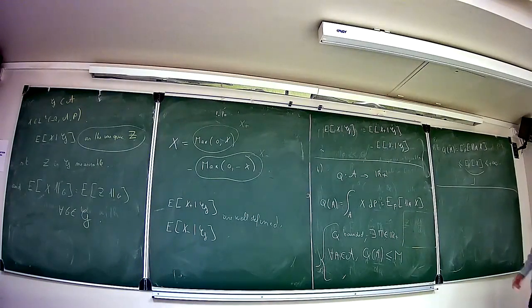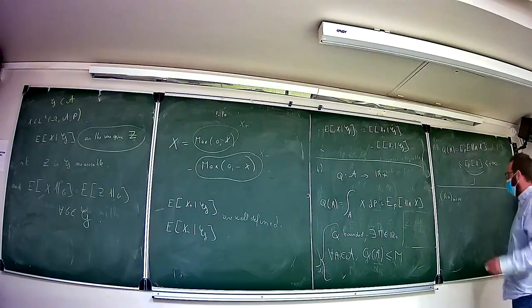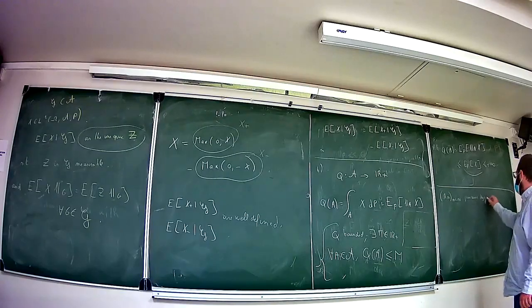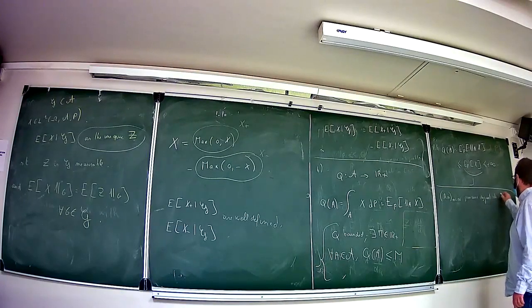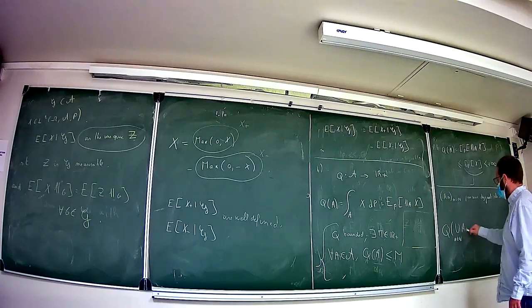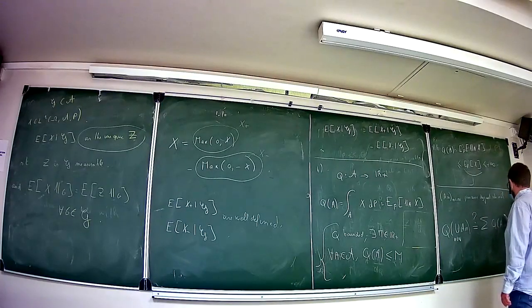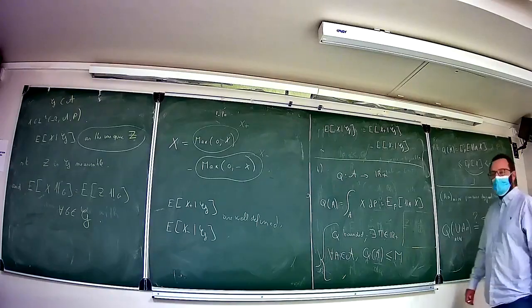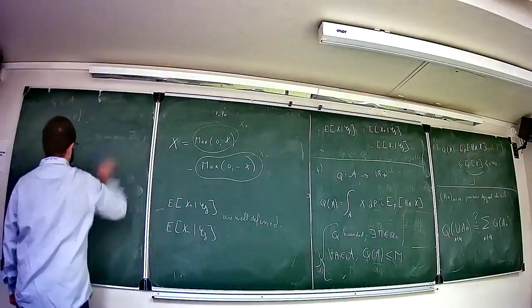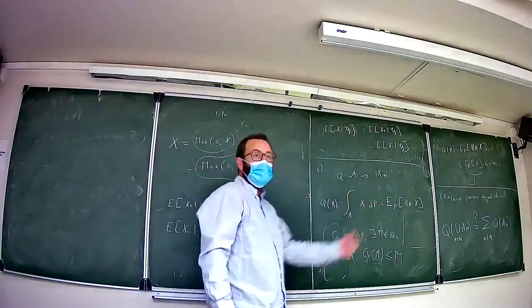For the sigma additivity, if I consider a sequence of pairwise disjoint sets in the sigma-algebra, I want to deal with Q of the union, and I want to prove that it is the sum of the Q. Why do I have this? I take my definition and I see what happens.